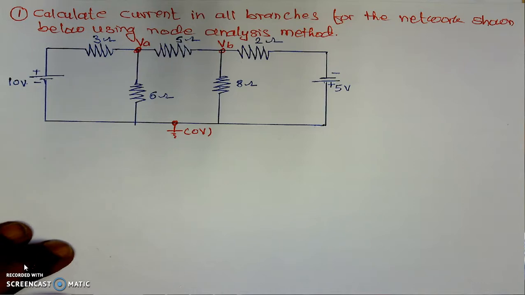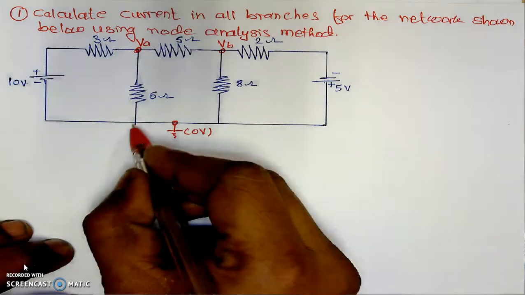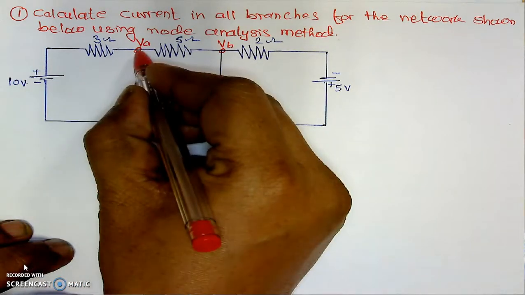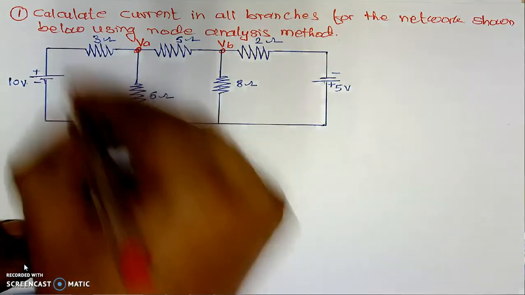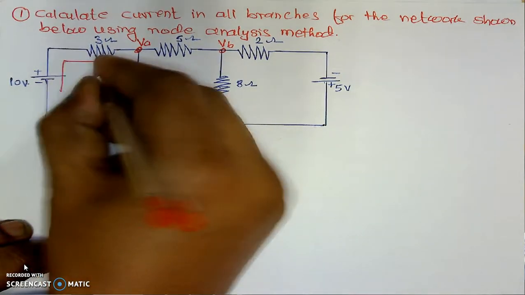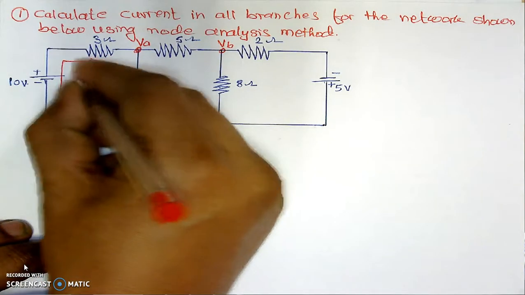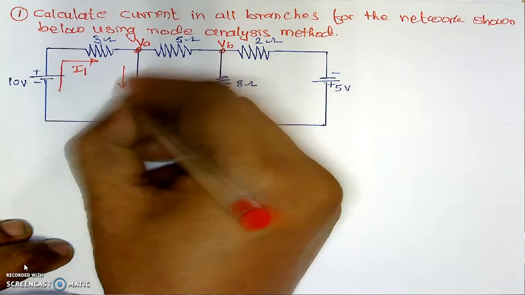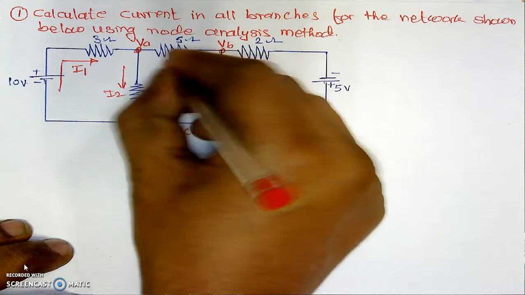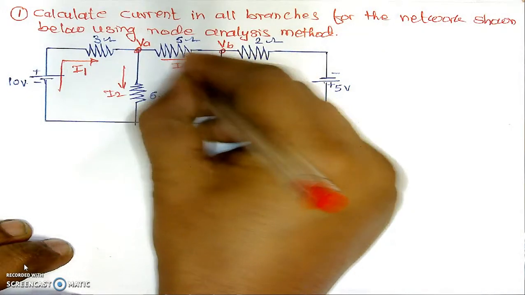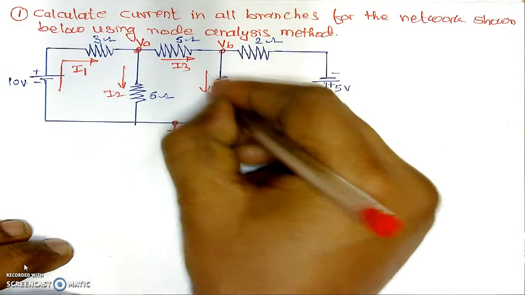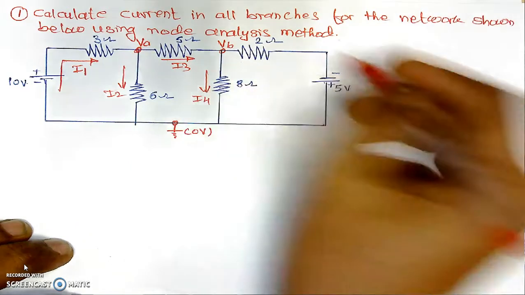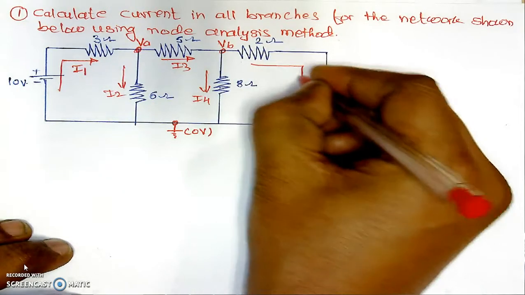Now here, there comes a definition of a branch. A branch is the path between any two nodes. Here this is one node and this is the other node B, then this particular path is nothing but the branch. For branch 1 we will assume its current as I1, for branch 2 its current as I2, for branch 3 its current as I3, for the fourth branch I4, and for the fifth branch I5.